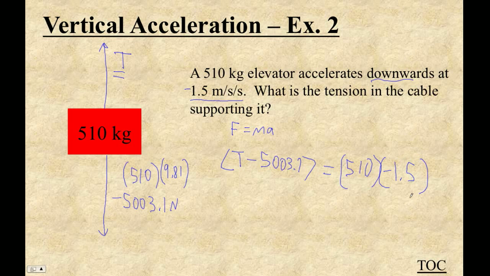Okay. And then 510 times negative 1.5 is negative 765. So you got T minus 5,003.1 equals negative 765. Then I'm going to add this 5,003.1 to both sides, and so I get that the tension is upward 4,238.